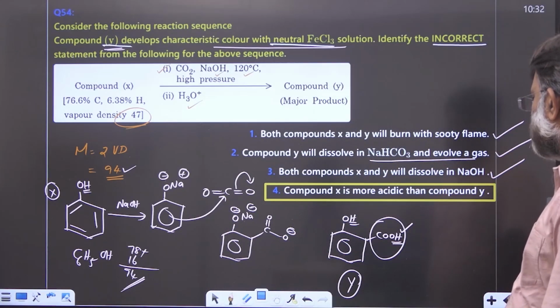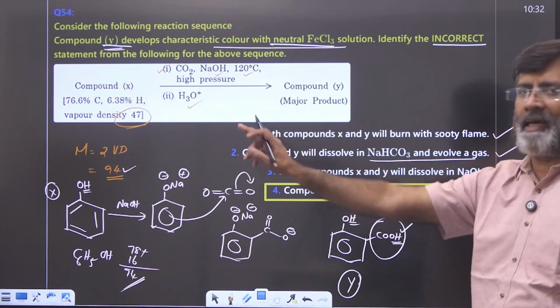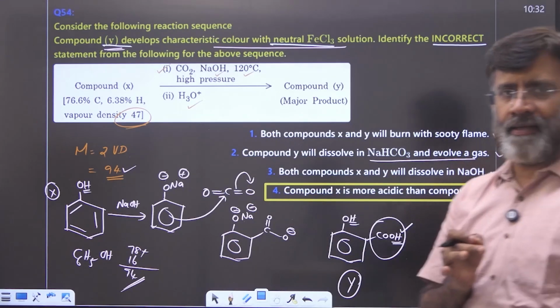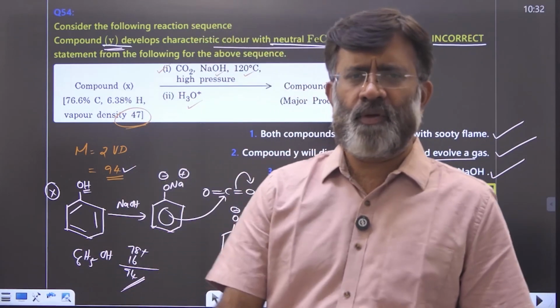X is more acidic than compound Y. Wrong. This is more acidic than that. Salicylic acid is more acidic than that. Which one? Phenol. No doubt about it.